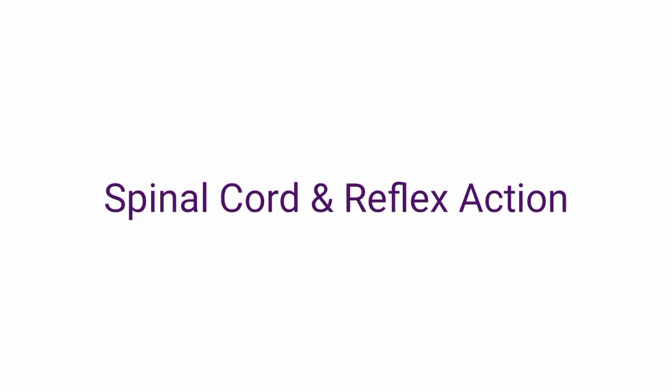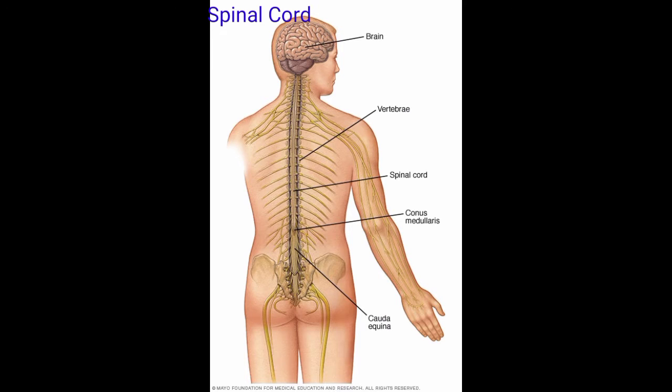We were studying the chapter Control and Coordination, and our today's topic is Spinal Cord and Reflex Action. So we are going to first study about the spinal cord. The spinal cord is the extension of the medulla oblongata of the brain. We have studied about the brain, and in that the medulla oblongata was there, and from there only the extension extends, that is known as the spinal cord.